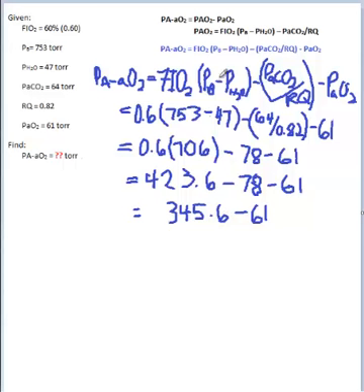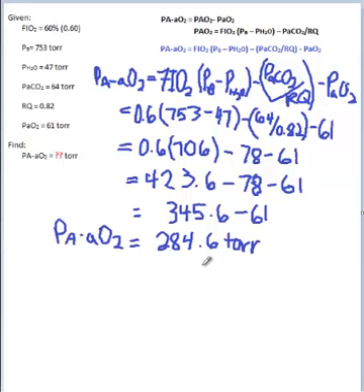This is actually my large AO2 from up here. Then I subtract the 61 arterial PO2 from that, and I end up with 284.6 torr. So that's how you would carry out the AA gradient: by using all of these values combined together, rather than just using the P large AO2 given to you. You would usually have to calculate it with all of this, and that's how you'll be practicing it.